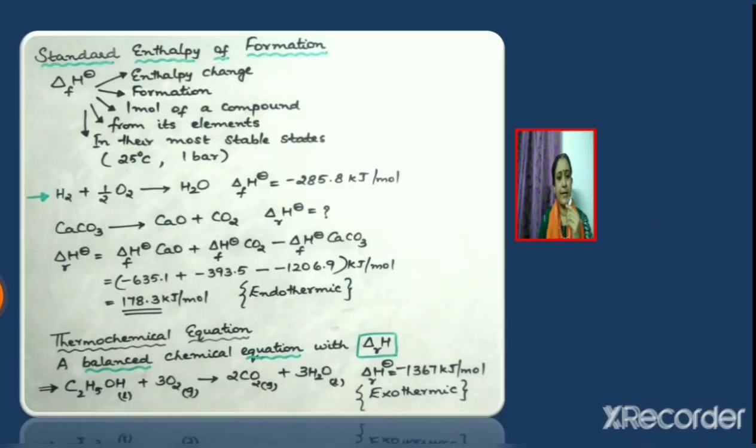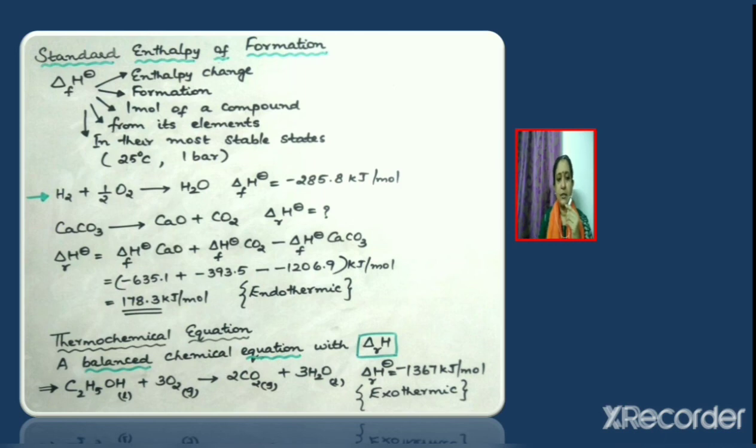Next, we shall learn about standard enthalpy of formation. It is different from standard enthalpy of reaction. Standard enthalpy of formation is denoted as delta H naught F, and it is defined as the enthalpy change that accompanies the formation of 1 mole of a compound from its elements in their most stable states, that is at 25 degrees Celsius and 1 bar pressure.